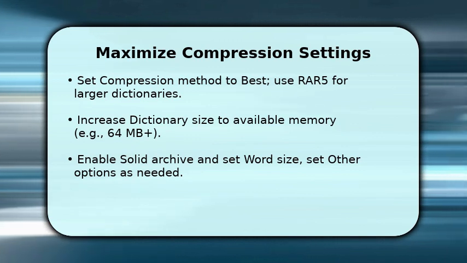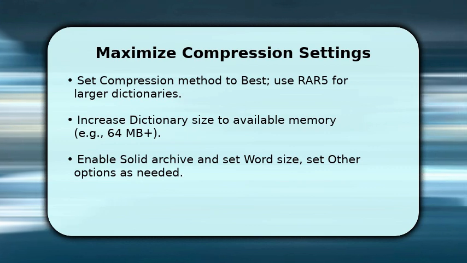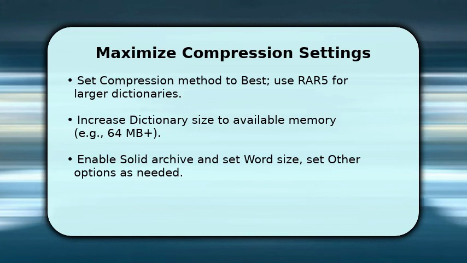Enable solid archive to exploit redundancy across files. This yields major savings for similar files. Adjust word size if compressing executables or text, and check recovery record only if integrity is critical. Finish by creating the archive and letting WinRAR run.